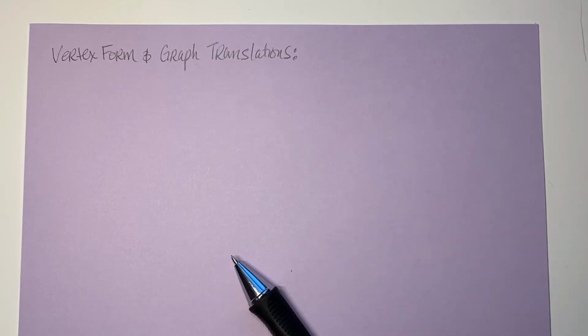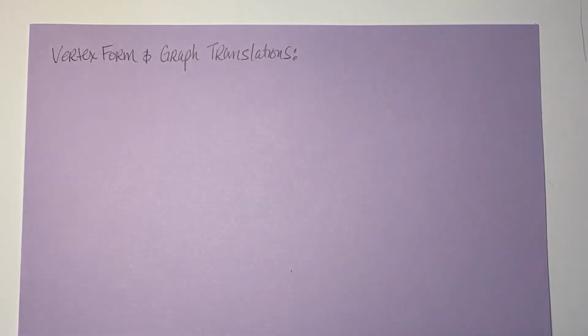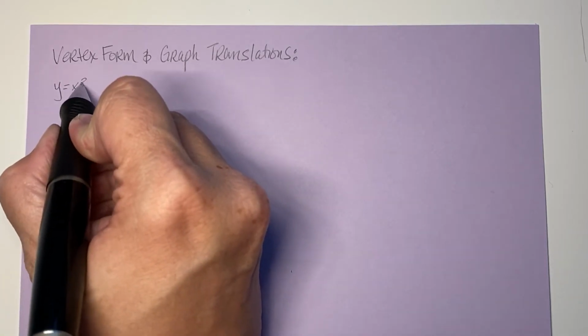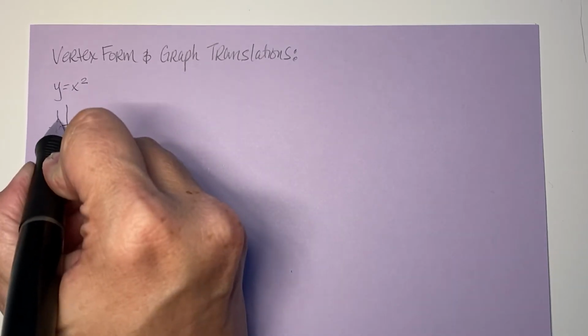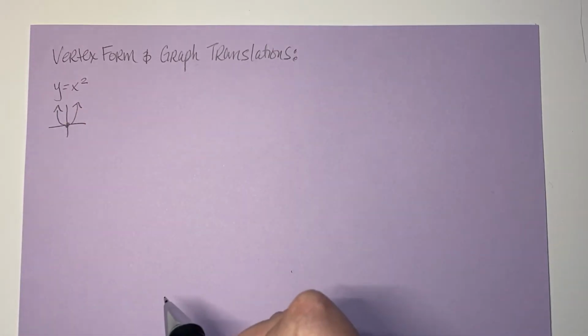All right, so today we're going to talk about vertex form and how to use that to describe the graph transformations or translations. So first we need to understand the basic parent functions. Our first one is y equals x squared, which is our basic parabola, has a vertex at 0, 0.